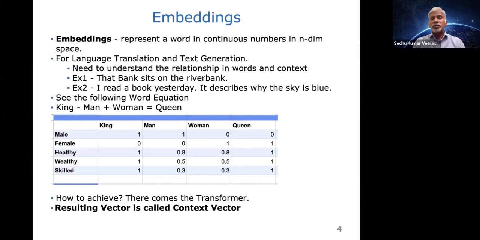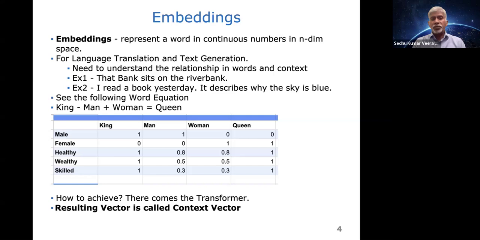Embeddings represent a word in continuous numbers in n-dimensional space. For language translation and text generation, we need to understand the relationship in words and context. Example, the bank sits on the river bank. Example 2, I read a book yesterday. It describes why the sky is blue.